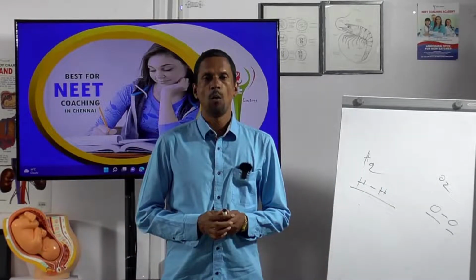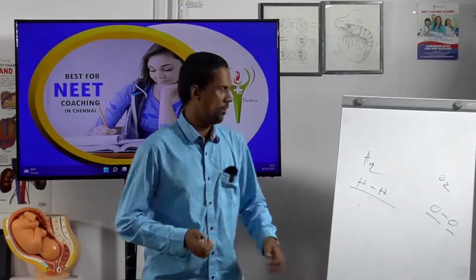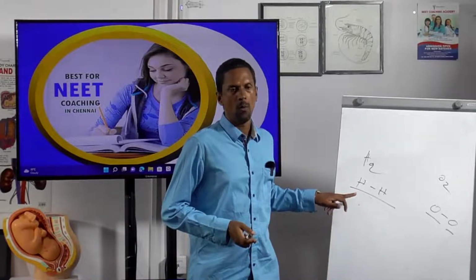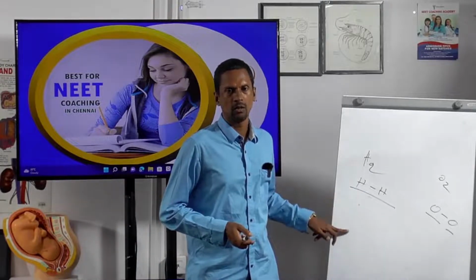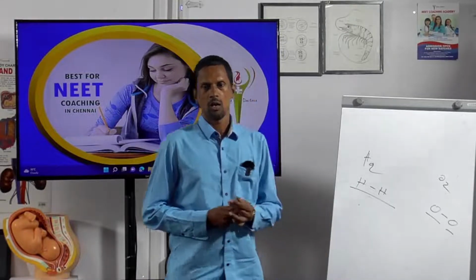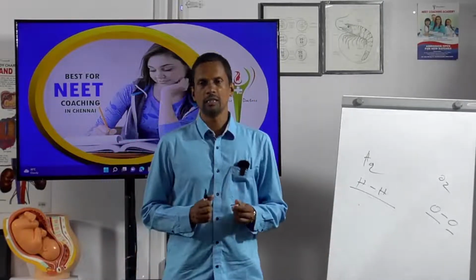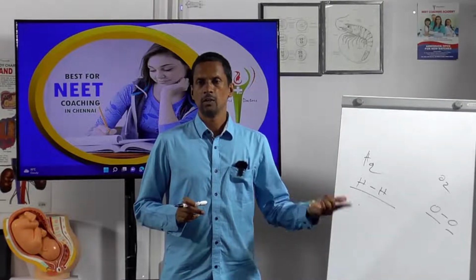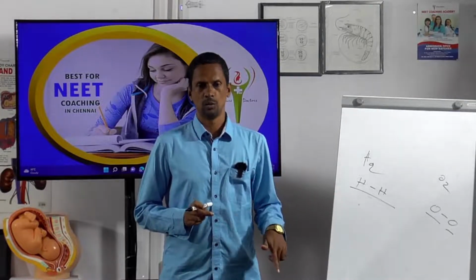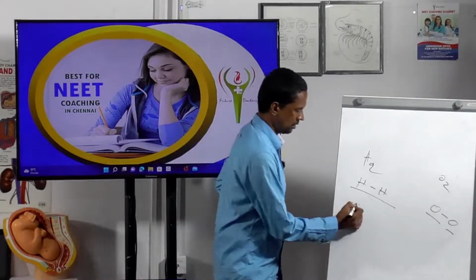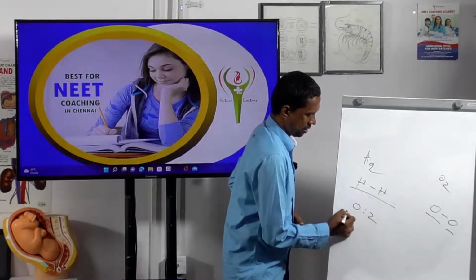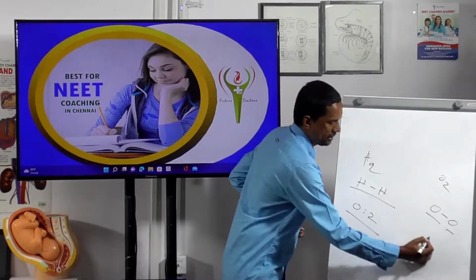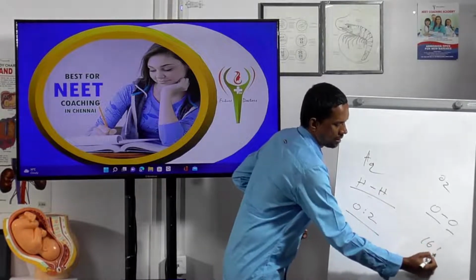So now we come to hydrogen. How many protons are here and how many neutrons? 2:0, because the number of neutrons is 0 and the number of protons is 2. So what ratio is there? Here it is 1:1. So the ratio changes.